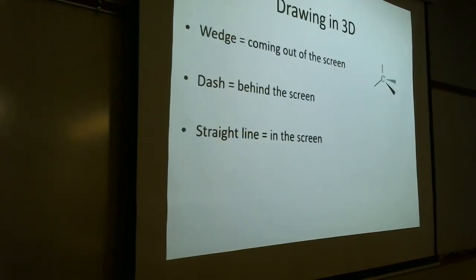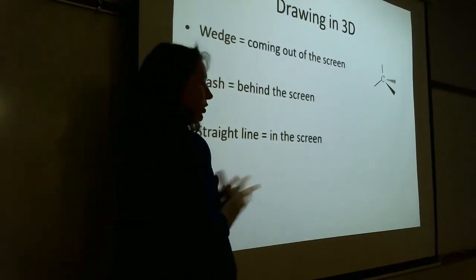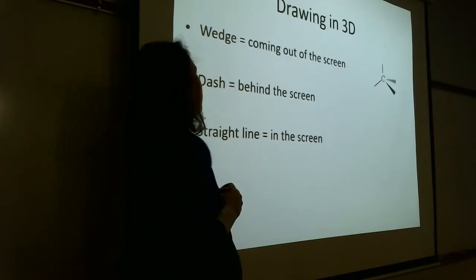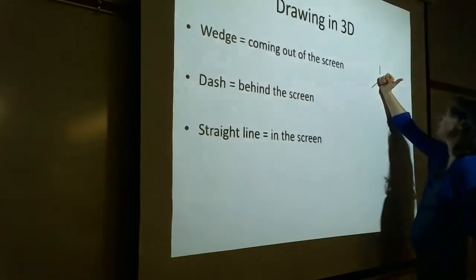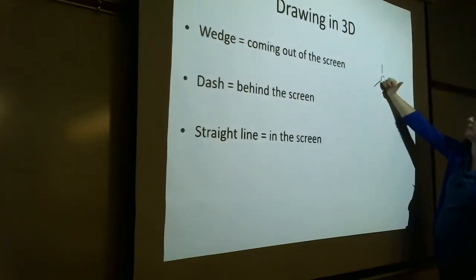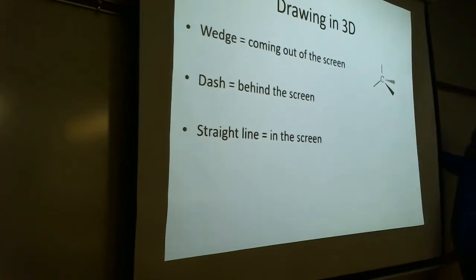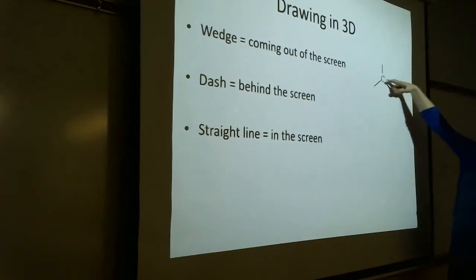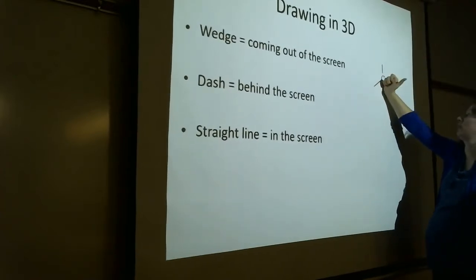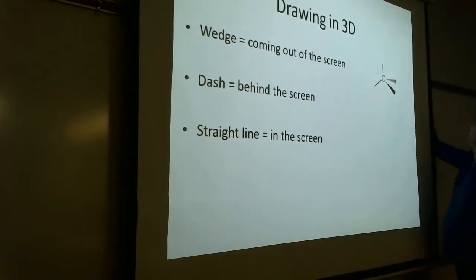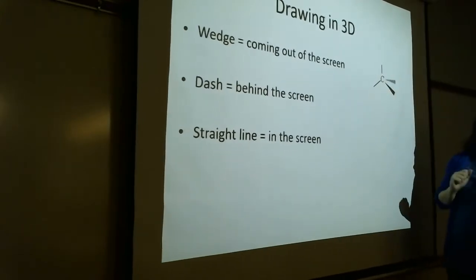So when we do drawings in 3 dimensions, we use some notation to show where things are oriented in space. A wedge means something that's coming out of the screen. This dash means that it's behind the screen. And anything that's in a straight line is in the screen. So wedges mean they're coming out, dashes mean they're back behind the screen, and the straight lines are things that are in the screen.